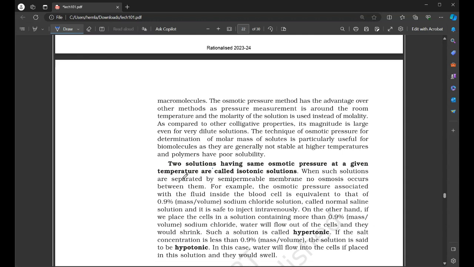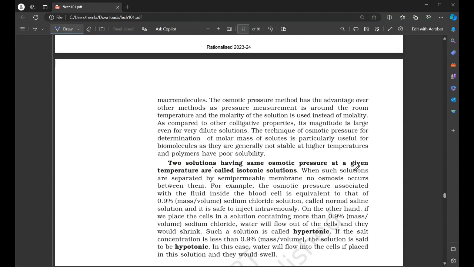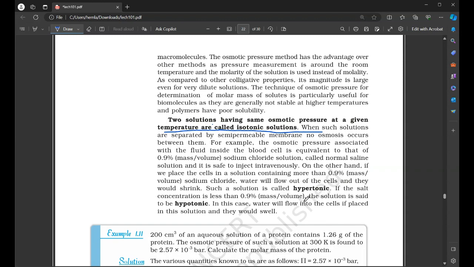Two solutions having the same osmotic pressure at a given temperature are called isotonic solutions. This is important. It can come for 2 marks: what is isotonic, what is hypertonic. When such solutions are separated by a semi-permeable membrane, no osmosis occurs between them. For example, the osmotic pressure associated with fluid inside a blood cell is equivalent to 0.9% mass by volume sodium chloride solution, called normal saline solution, and it is safe to inject intravenously.